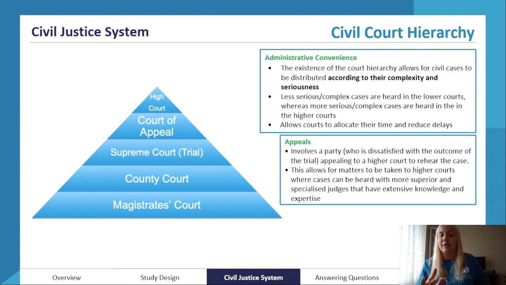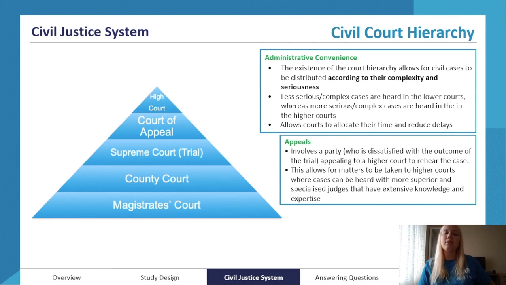They can have their own reasons for it. It doesn't have to be the plaintiff because their claim was unsuccessful. Don't get that misconception. Any party can apply for an appeal. And essentially, they appeal to a higher court to rehear the case, have the trial again in a higher court. Why is this important? Need to answer that in questions. This allows for matters to be taken to higher courts where cases can be heard with more superior and specialized judges that have extensive knowledge and expertise. Essentially, a superior judge in a superior court will be able to review and correct any mistakes, which is fair.